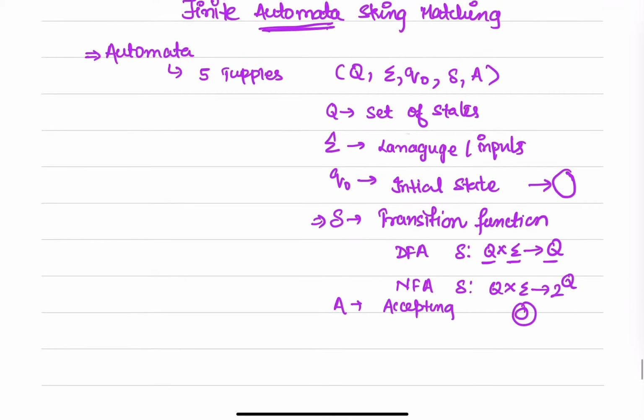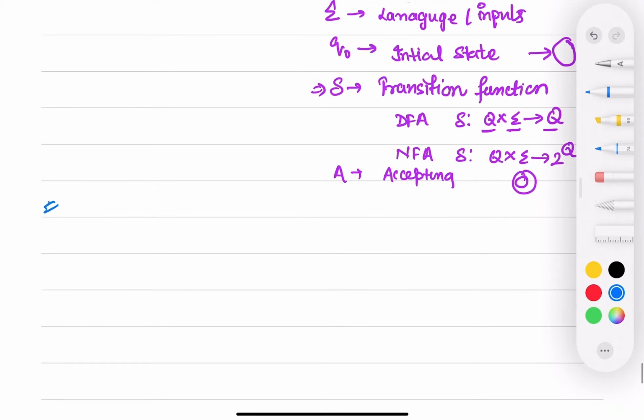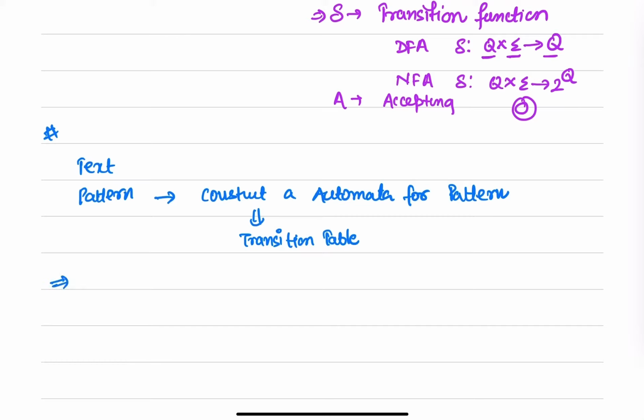Now let's come to the concept of the algorithm, that is finite automata string matching. That's the very important part of the lecture. So what happens basically, we will be given a text and a pattern, right? We have to construct an automata for the pattern. That's the main aim of the algorithm. Construct automata for pattern. For constructing an automata, we need a transition table. Transition table is nothing but a description of automata. So let's see how to construct a transition table.